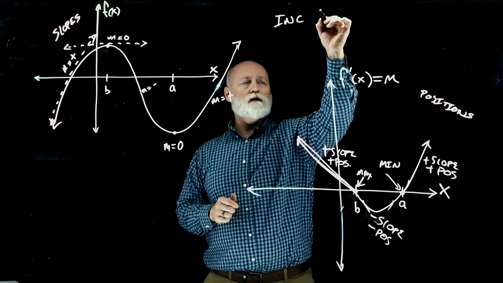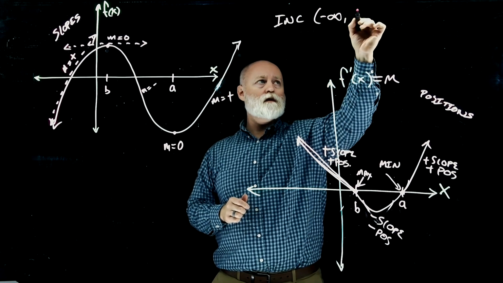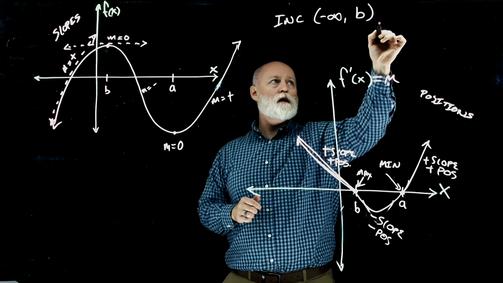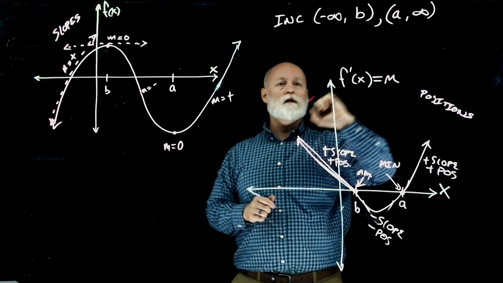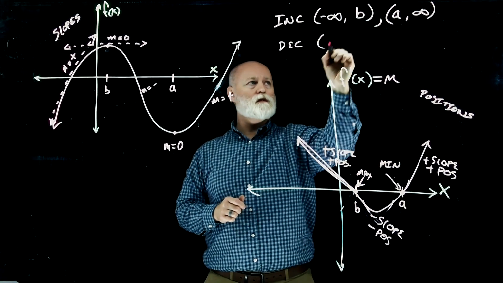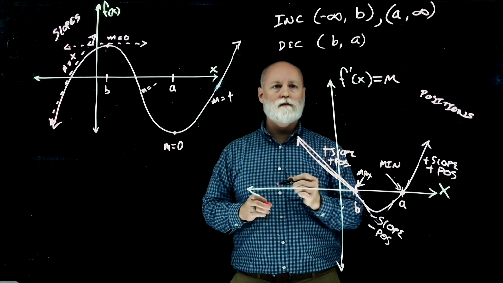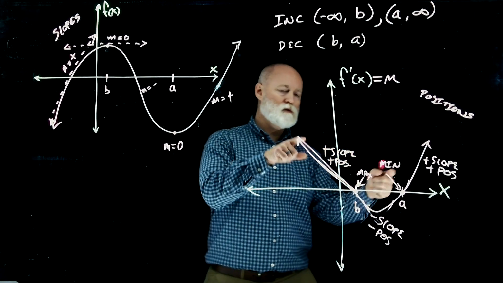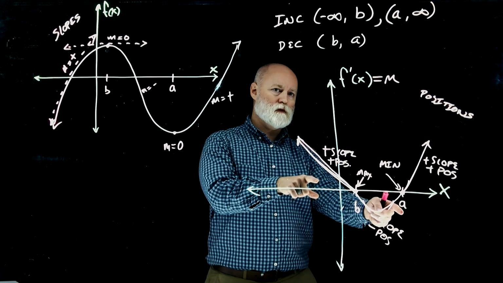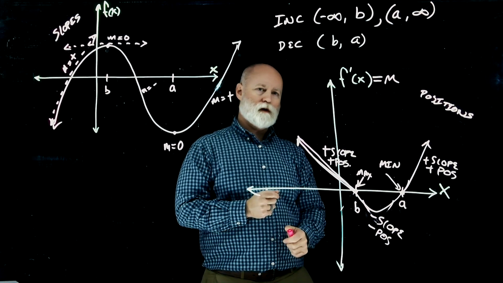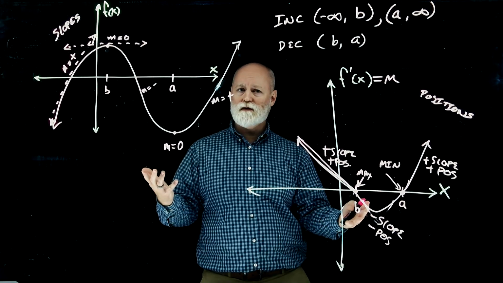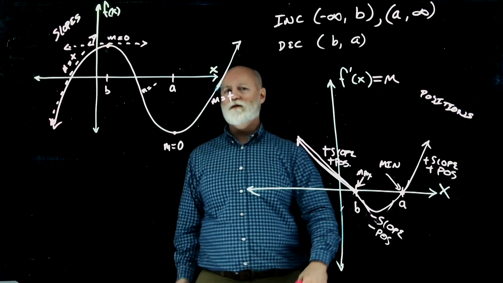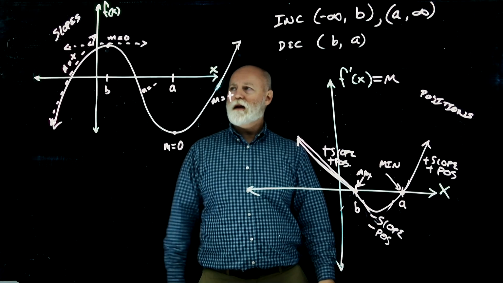Okay, so if we were talking about where this function is increasing, right? This function is increasing from negative infinity to B, and then again from A to infinity. And it is decreasing from B to A, which corresponds with this curve. Okay, the curve of the derivative. All right, so this is what we call curve sketching, and this gives us a lot of useful information, and this is directly related to first and second derivative tests and how we can use those.